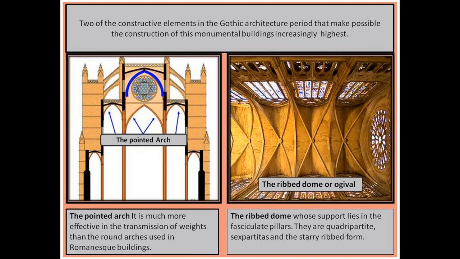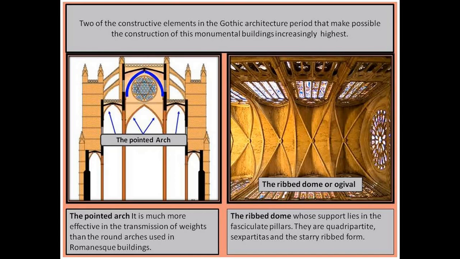So they are quadripartite, and they also have a steri-ribbed form. Architecture was very original in the Gothic period, and it had the principal structural characteristics, and it arose out of medieval masons' efforts to solve the problem associated with supporting heavy masonry ceiling vaults over wide spans.